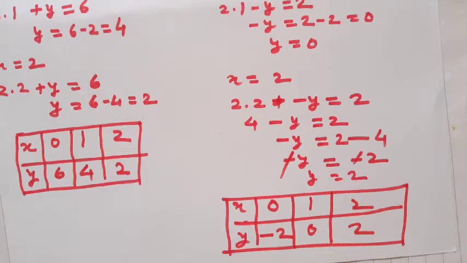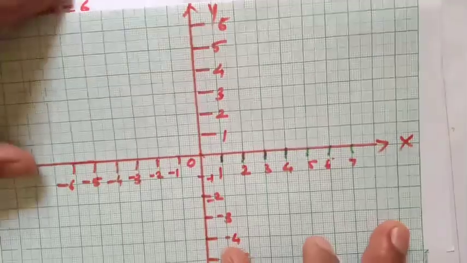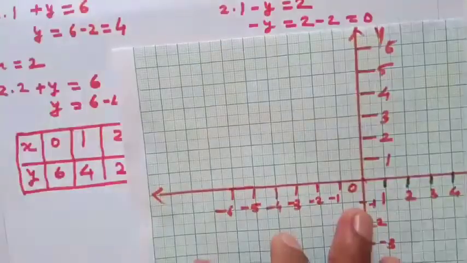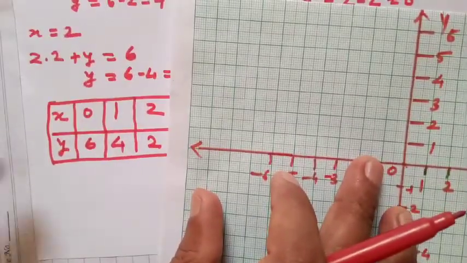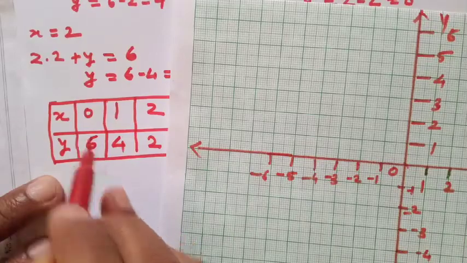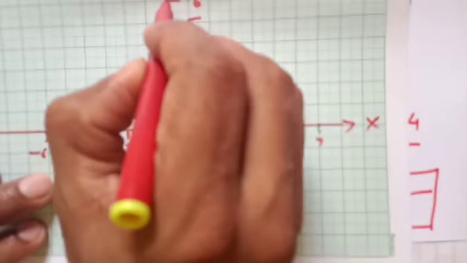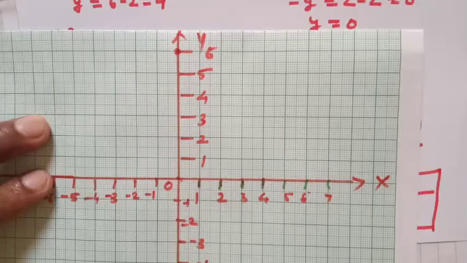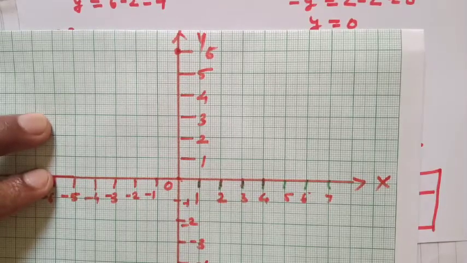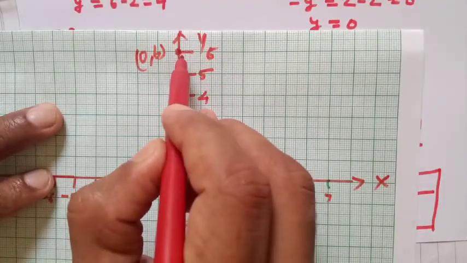Now it is time to draw the graphs for each linear equation. First we should observe this one. Clear? X is equal to 0, y is equal to 6. It means the point will be on the y-axis.